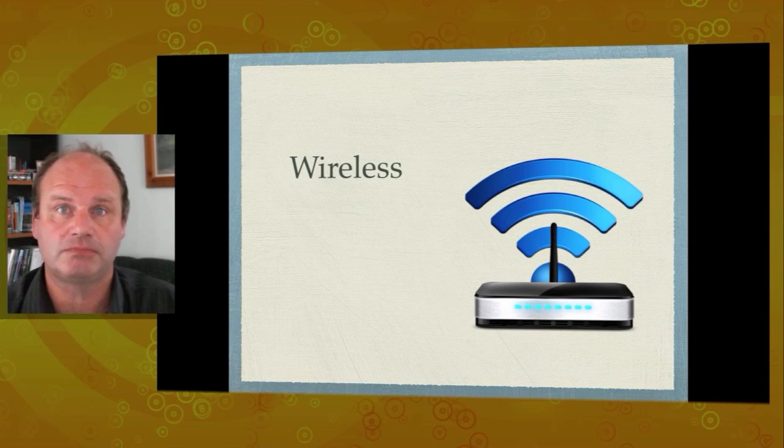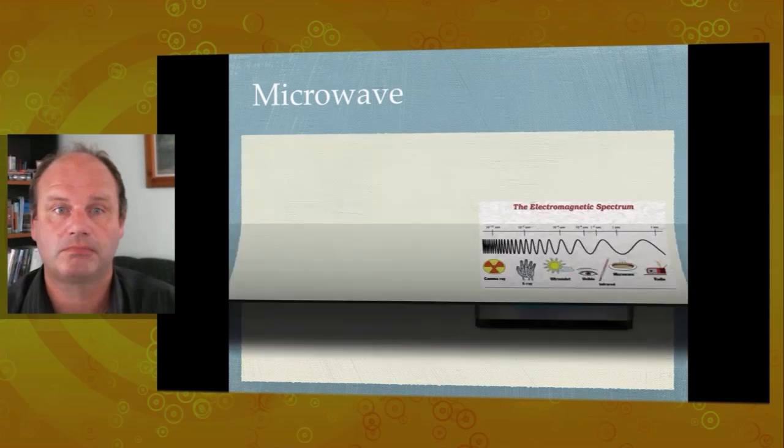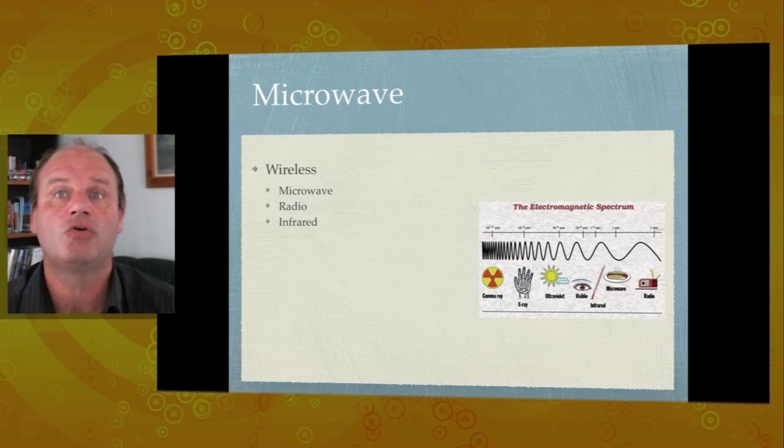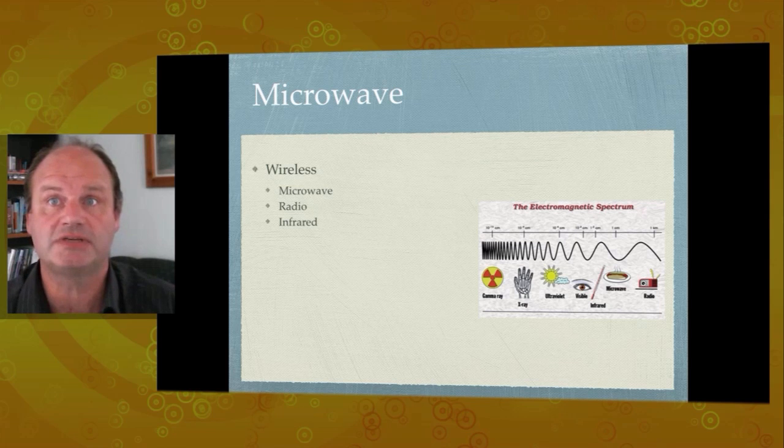Wireless transmission. Data sent by wireless transmission can be sent in one of three radio frequencies, either by microwave, radio, or infrared frequencies. Wireless transmission is a very popular method due to so many mobile devices using this technology to be able to send and receive data.